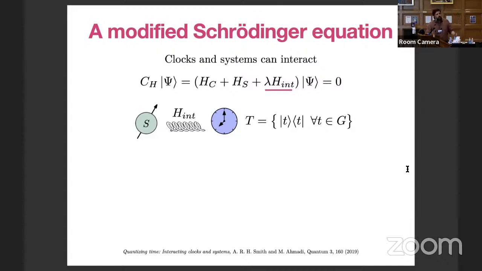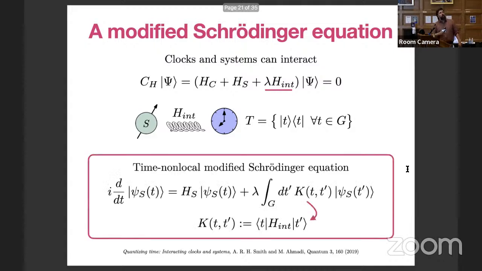Right? And if you go through the same sort of analysis, you get out what we call this time non-local modified Schrodinger equation. So these first two terms are what you would expect, the usual Schrodinger equation. But now if you have an interaction, you get this time non-local integral operator here, where the kernel of which depends on exactly the details of the interaction. So again, you're getting a modification to the usual notion of dynamics.